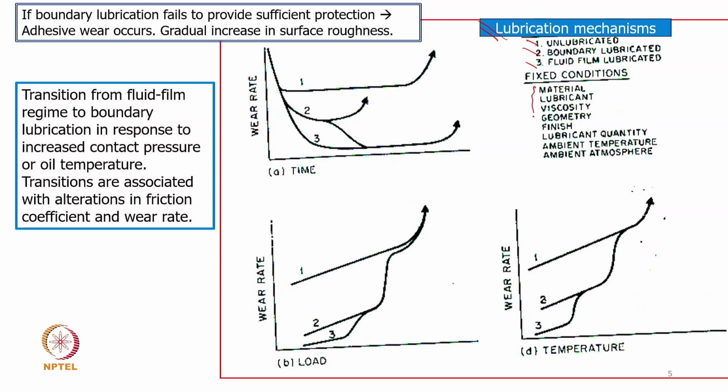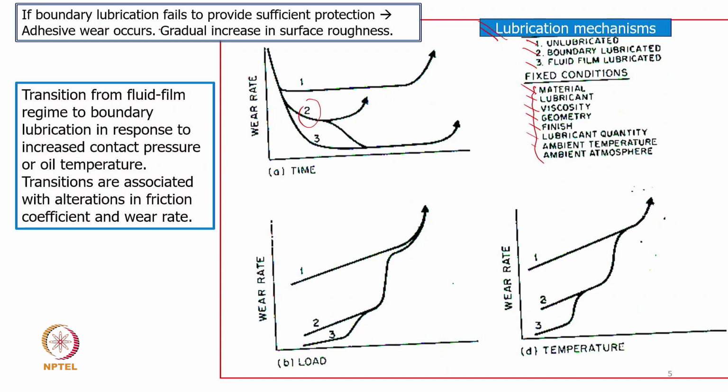And it has been very clearly mentioned that the material pairs are the same, the lubricant whatever we are using is the same in both the boundary and FFL case. Viscosity, geometry, finish, lubricant quantity, all these are the same. So the comparative study can be made. And in this figure it can be seen that 2 is moving to 1.